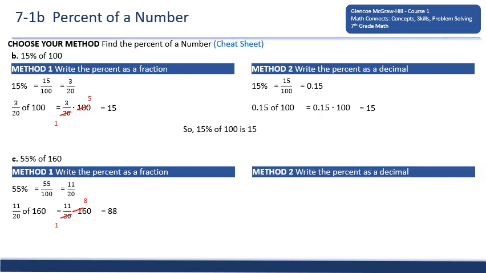Write the percent as a decimal. 55% equals 55 over 100. If we divide 55 by 100, we get 0.55.